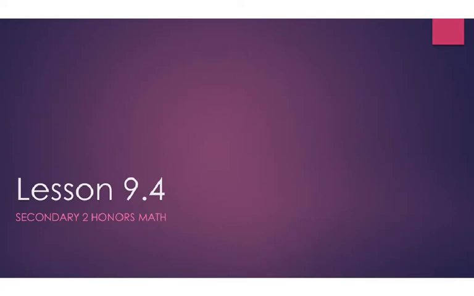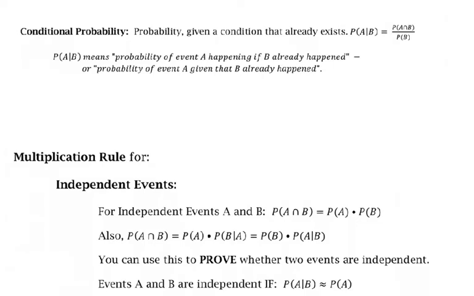This is just going to be a short introduction to lesson 9.4. This is going to be talking about conditional probability at the beginning. Remember that conditional probability, we mentioned it a few times, but we haven't really used it yet. Conditional probability is given that something has already happened, then what does that mean?